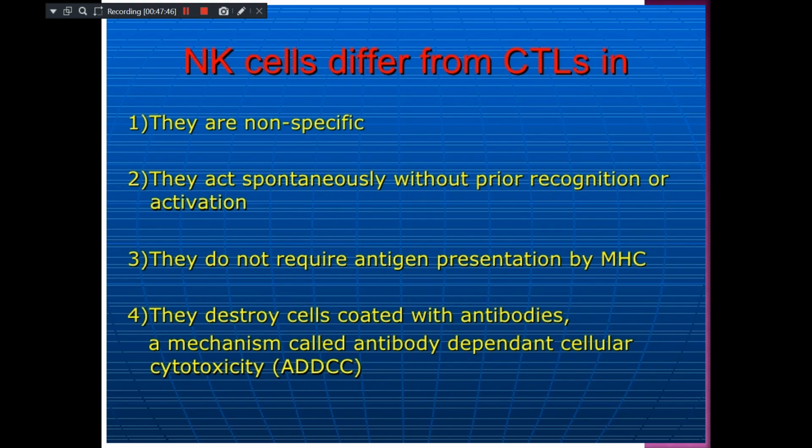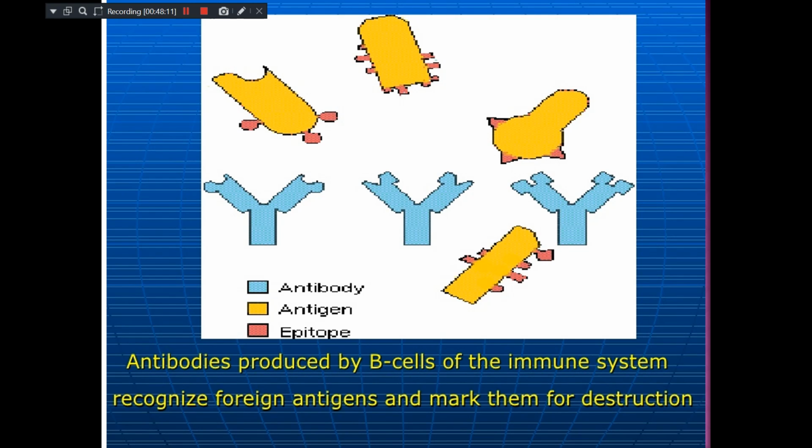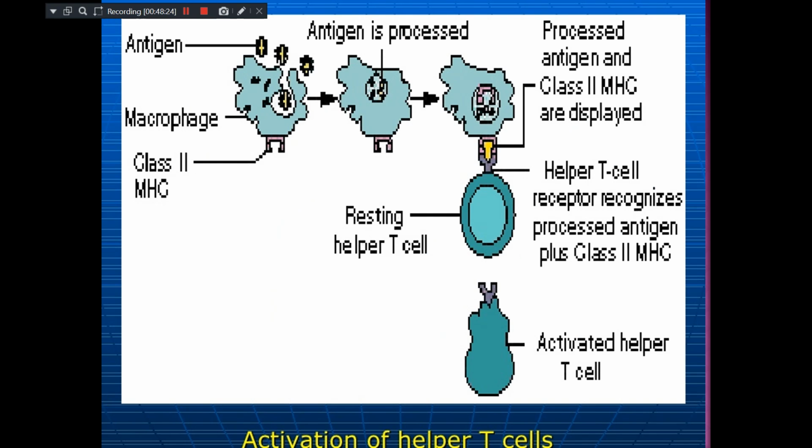What they do is they destroy the cells coated with antibodies, and this mechanism, the destruction of cells which are coated with antibodies, is called antibody dependent cellular cytotoxicity. Any cell that is already coated with antibody, the natural killer cells will kill. Antibodies produced by the B cells of the immune system recognize foreign antigen and mark them for destruction. And when the antibodies mark any cell for destruction, it is the duty of the natural killer cell to destroy them.